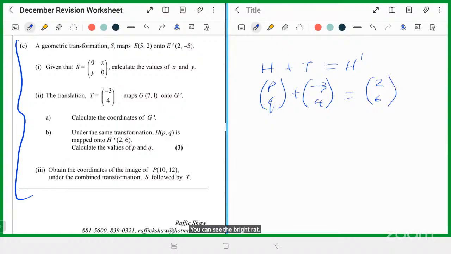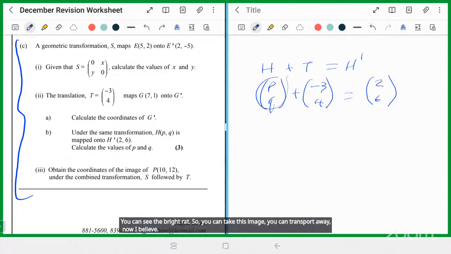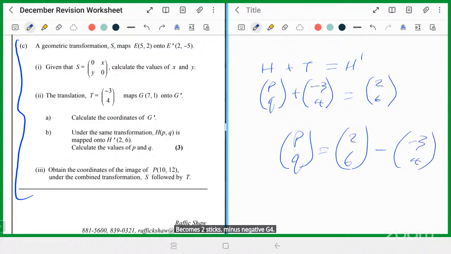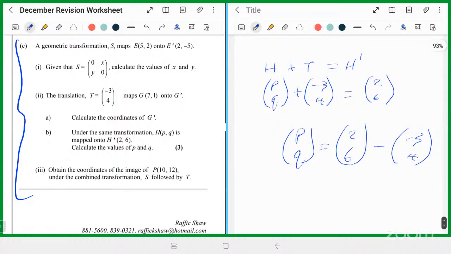So you can take this matrix and transpose it over here to leave this (P, Q) as the subject. So (P, Q) becomes (2, 6) minus (-3, 4). And so (P, Q) is equal to (2, and then minus minus a plus, 2 plus 3 is 5), and then 6 minus 4 is 2.